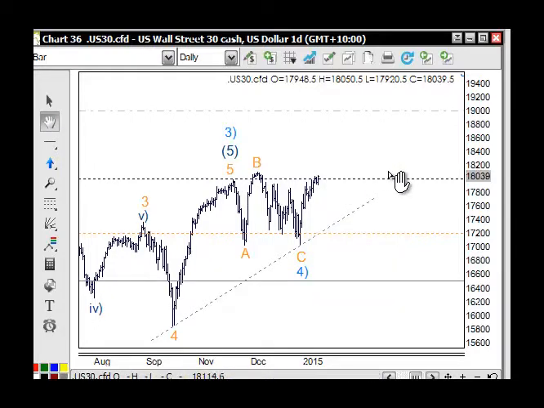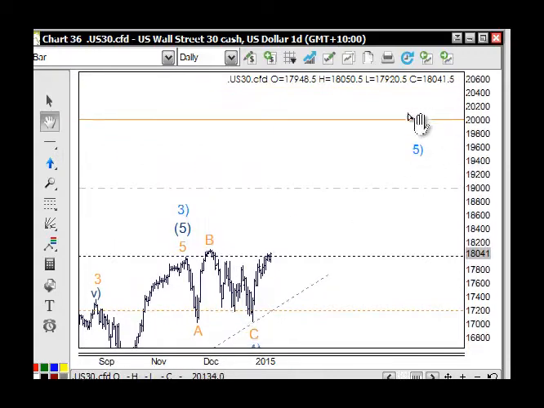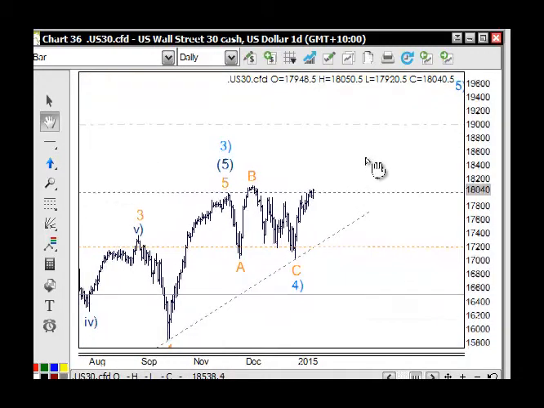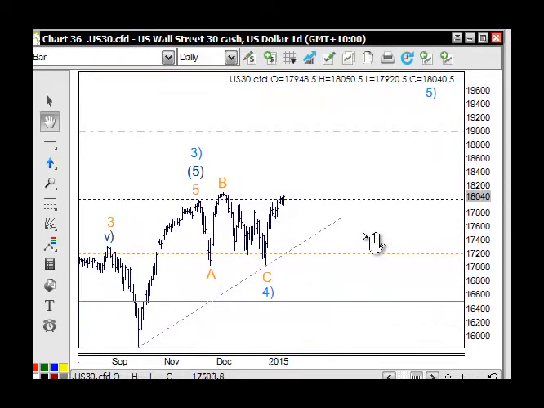Later on, it will become support, and it becomes support by moving above it and then coming back down and checking on it and then moving up from that point there. And we'd be looking up at the next major trading level, 20,000. And yeah, we'll see how we go with that.